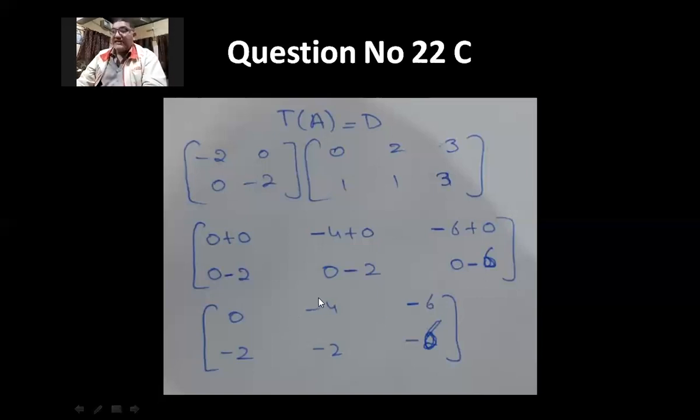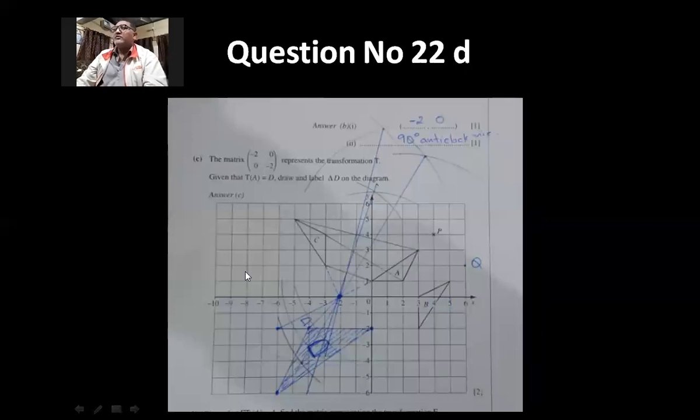Then I can plot these: 0, -2, -4, -2, -6, -6. So let me show you. Here 0, -2, this is the point, and -4, -2, this is the point, and -6, -6, this is the point. So join them with each other, and you can see this shaded triangle. That's the triangle D, and that is question number 22, and it's the C part, I think.